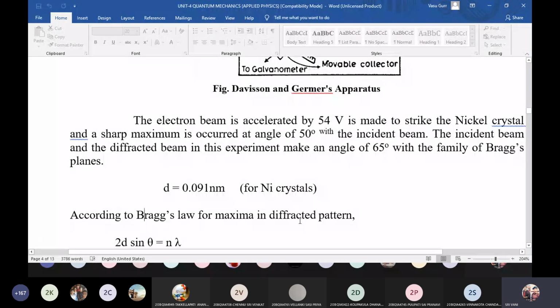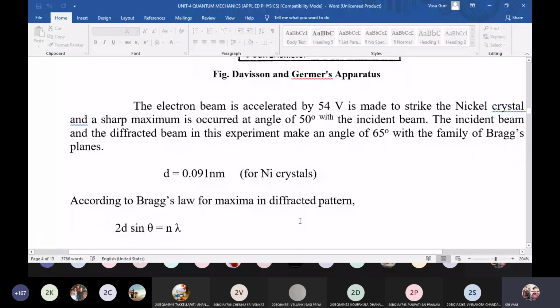That is about the experiment. Later, to move the electrons in the circuit, we need a potential. How much potential do we need to move the electrons in the Davisson-Germer experiment? 54 volts. What is the incident angle and what is the diffracted angle in the experiment? 50 degrees. Yes. 50 degrees is the incident angle and 65 degrees is the diffracted angle.